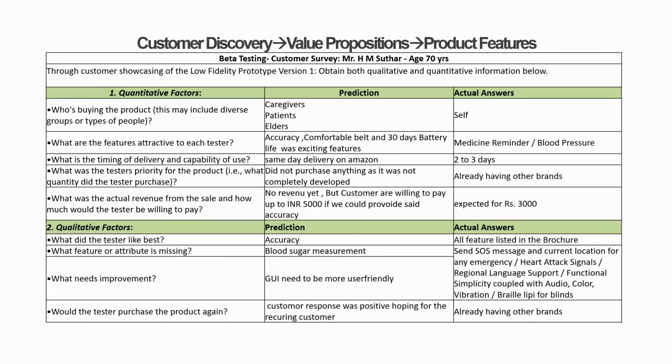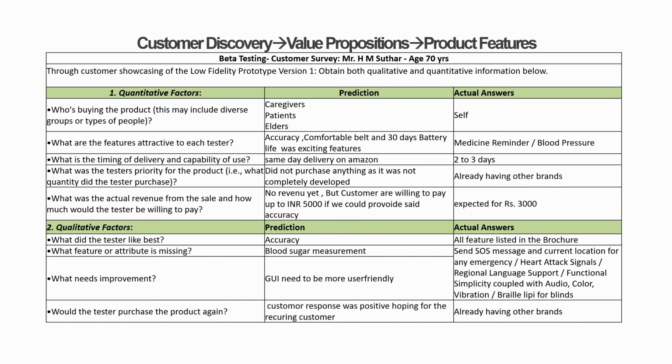So through showcasing this, they have obtained both qualitative and quantitative information below. This is really important during beta testing. You want to get qualitative as well as quantitative information. Under the quantitative, the first one is who is buying the product. This may include diverse groups or types of people. So basically what they found out was that the caregivers, the patients and the elders are typically interested in this product.